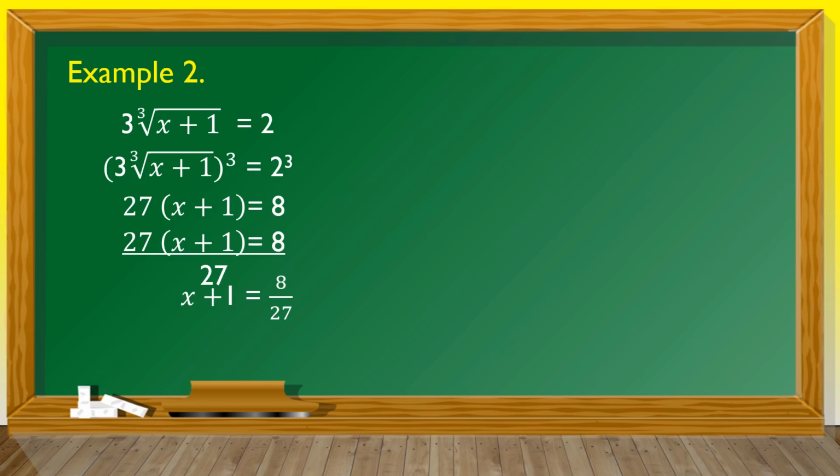Then solve for x. Add negative 1 to both sides using the addition property of equality. So this becomes x equals 8 over 27 minus 1. Then 8 over 27 minus 1 is equal to negative 19 over 27.